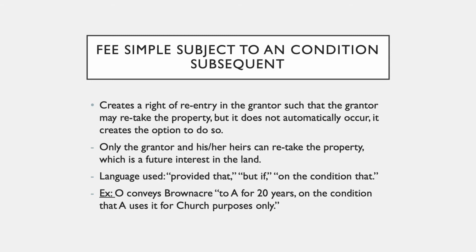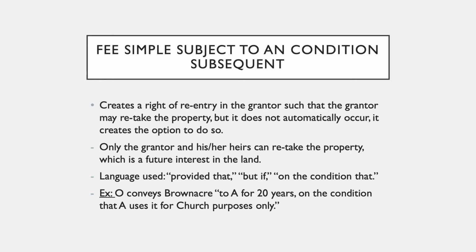So the moment A stops using that property for church purposes only and opens up a restaurant on Brownacre and uses it for restaurant purposes only, O will have a possibility of going back into the property and retaking the land. So pretty much it's an option to do so. Okay, so A can have the property for a full 20 years and use it for restaurant purposes only. However, the moment O finds out, O has the option to do so.